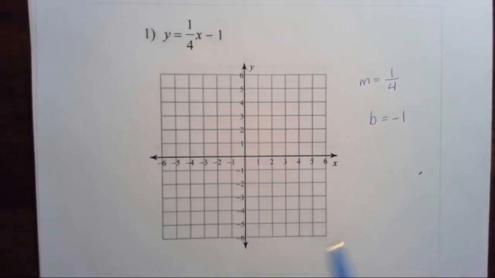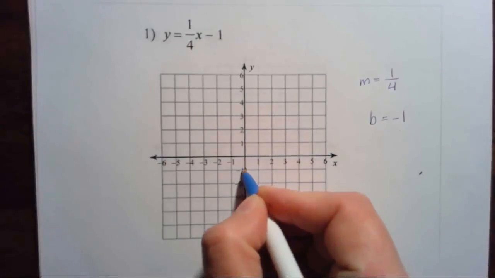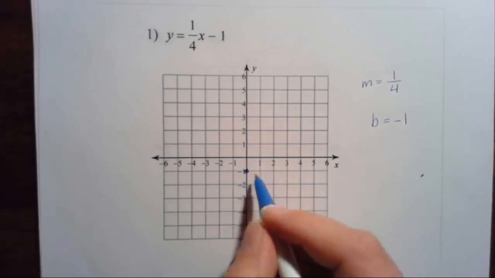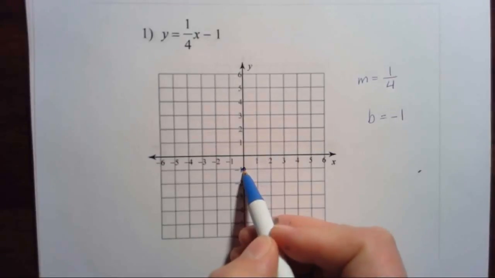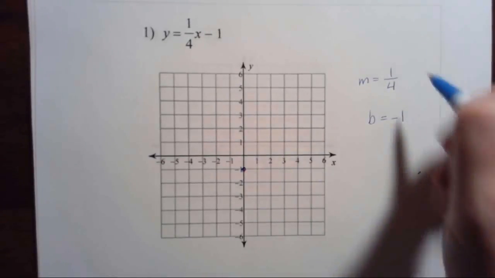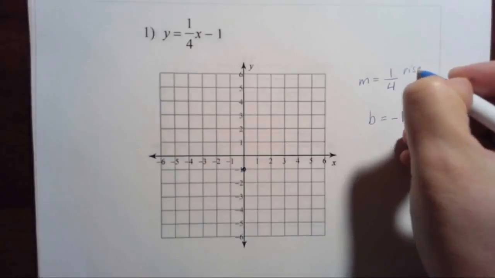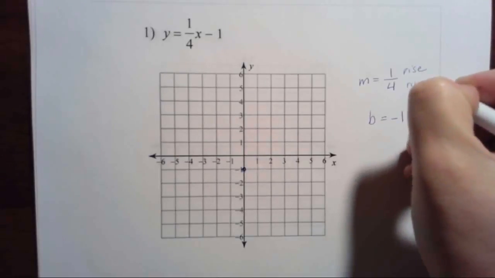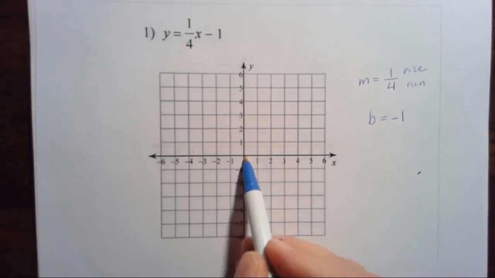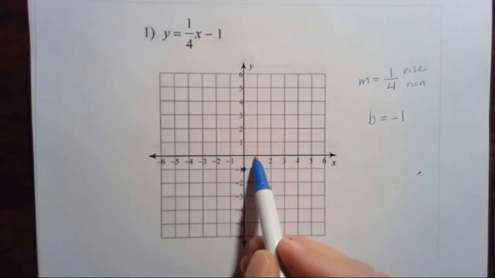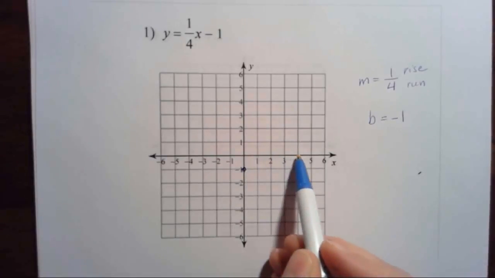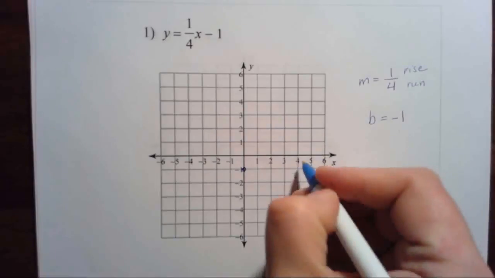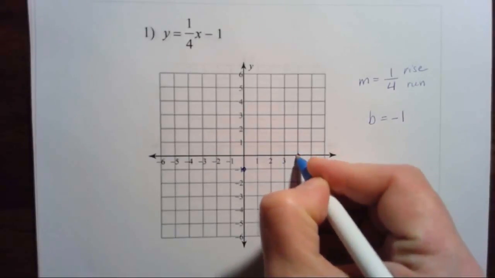Once again, I'm starting with y-intercept. Right here, I have to find -1 on y-axis. Once I have it, I'm counting slope from this point. So 1 is rise, 4 is run. So I'm going to rise 1, and I'm going to run 4: 1, 2, 3, 4.